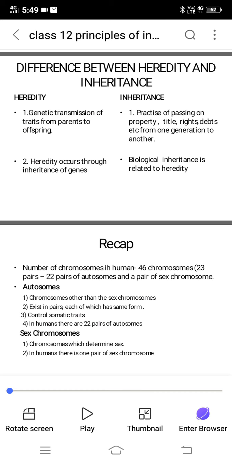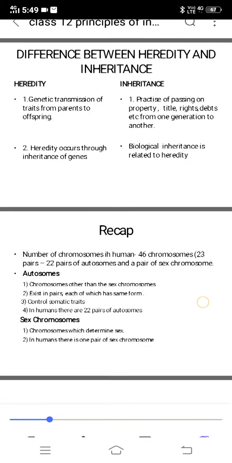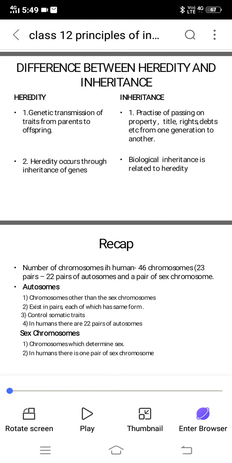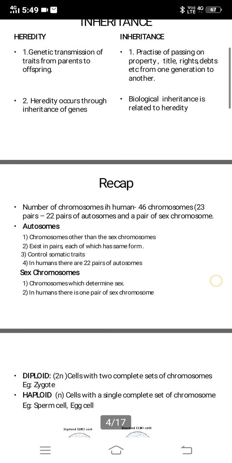And autosomes control the somatic traits, that means all other traits other than the sex, that means whether the person is a male or a female. Other than that, all the biological traits are controlled by autosomes. They are the chromosomes other than the sex chromosomes. They exist in pairs which have the same form, and they control somatic traits. In humans there are 22 pairs of autosomes. And sex chromosomes are the chromosomes which determine sex, and in humans there is only one pair of sex chromosomes, that is 22 plus 1, that is 23 pairs of chromosomes.